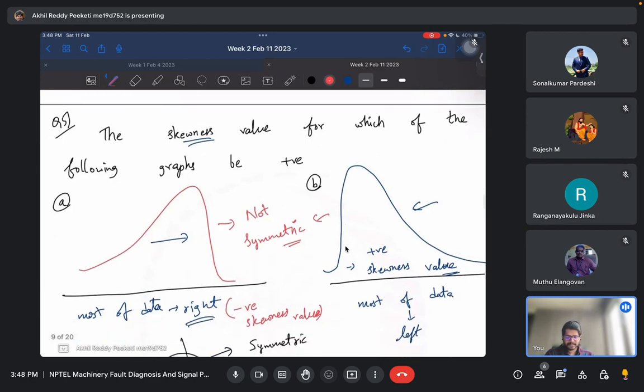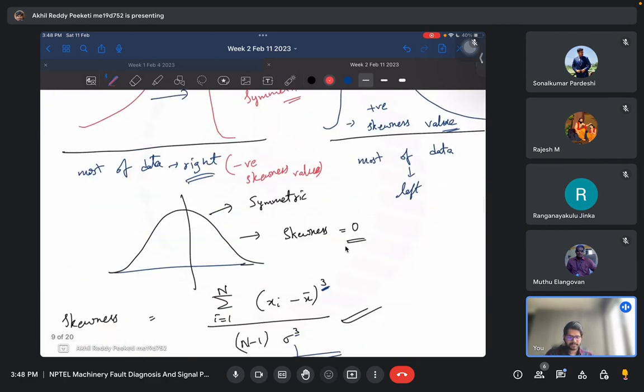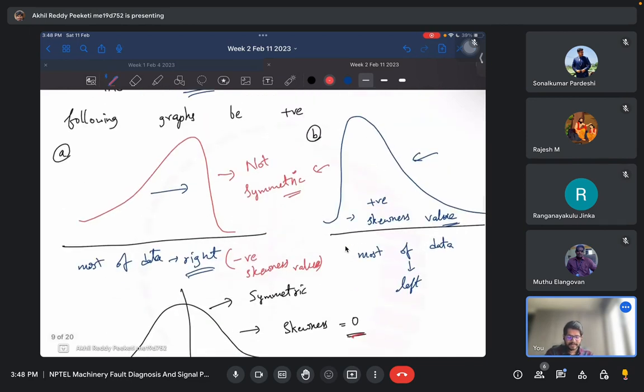Next, we look at the skewness. The skewness tells you the shape of the graph, or how symmetric it is. If it's perfectly symmetric, skewness would be 0. If the data is skewed to the right, that is, most of the data is present on the right like this, then it will be negatively skewed and asymmetric. And if most of the data is towards the left, then it will have a positive skewness value.